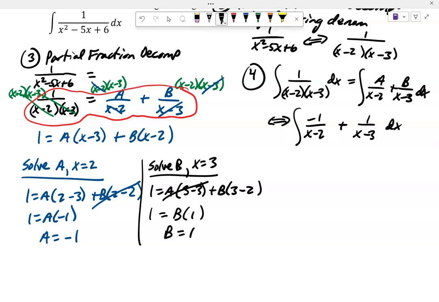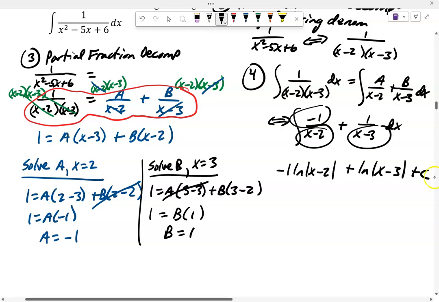So we don't have to use the trig sub like I said in the introduction, which is a total mess on this one. And then I'm just going to let u be x minus 2, so du is dx. And then I'll let u be x minus 3, so du is dx. So this just ends up being -1, the -1, put that in front, ln|x minus 2| plus the ln|x minus 3| plus a constant.